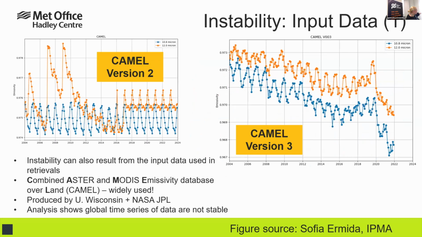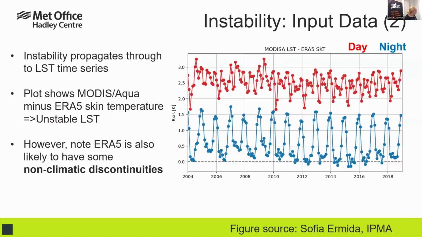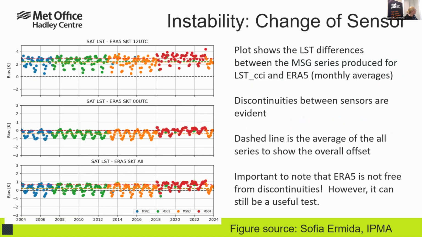I just want to make this point: if anyone is using the CAMEL 2 emissivity database, be careful. We think it's over arid and sub-arid regions in particular where this problem is occurring. And it's used very widely. It's produced by the University of Wisconsin and NASA. So you would think it would be a good data set to use, but clearly there are some issues to be aware of.